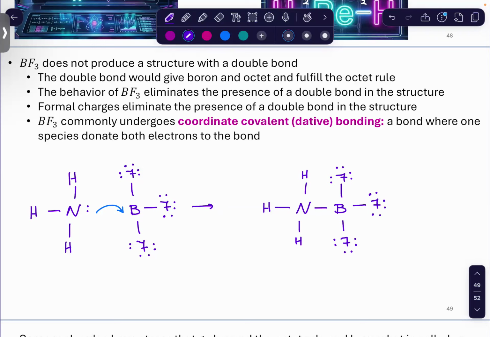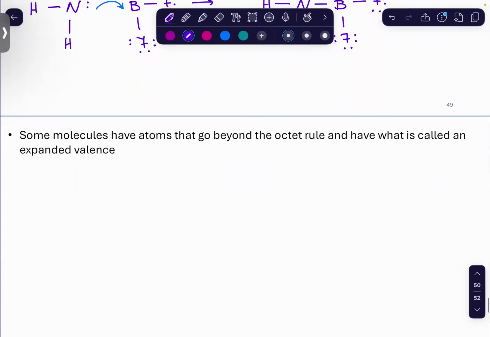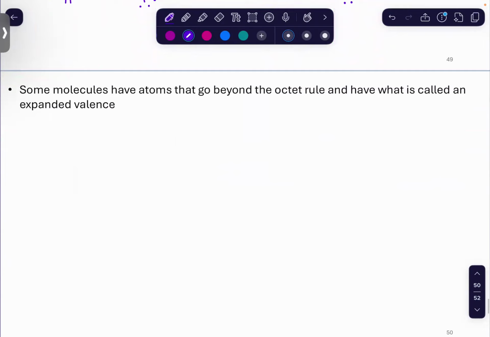Also, in a little bit, probably tomorrow, you'll see what we call formal charges. Formal charges also prevent that double bond from one of the fluorines. So boron is going to be pretty much a perpetually electron deficient atom. But some molecules have atoms that go beyond the octet rule in what's called an expanded valence.